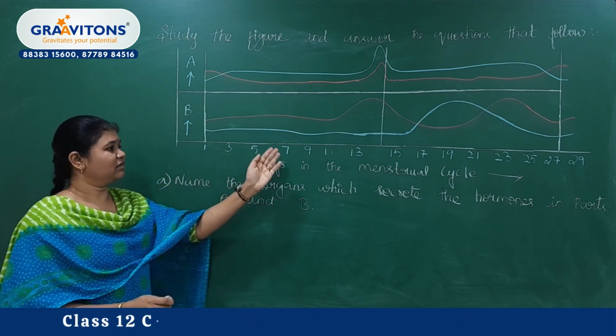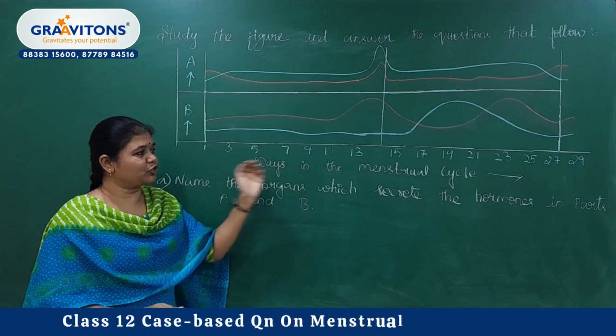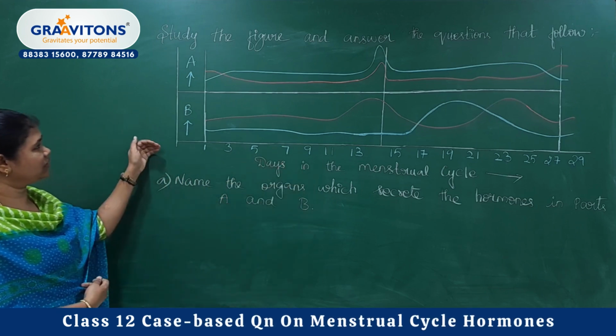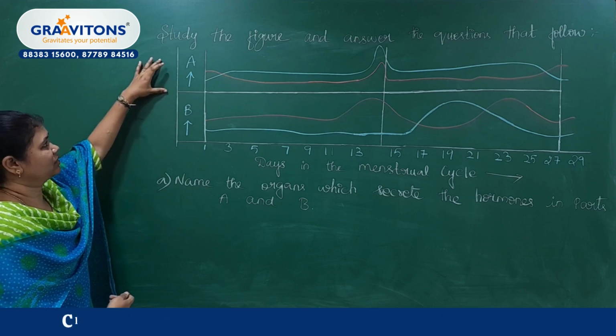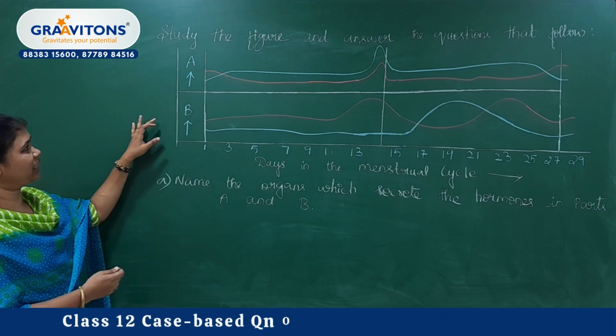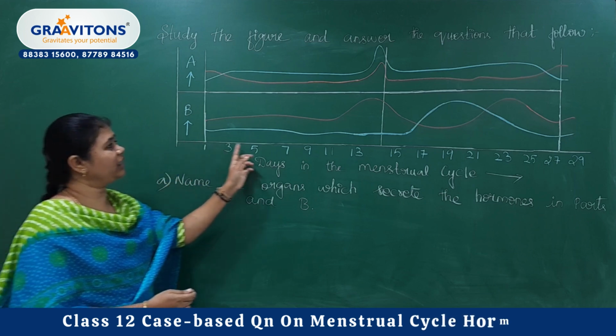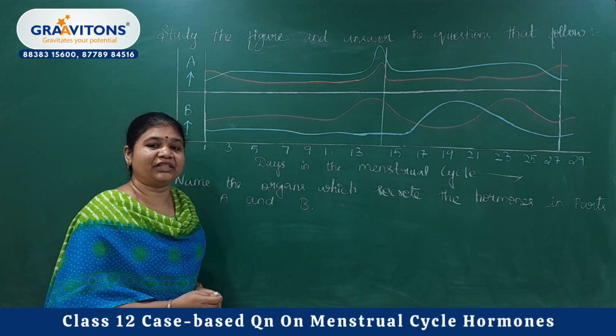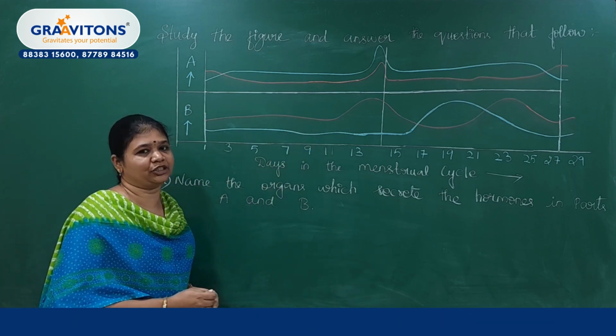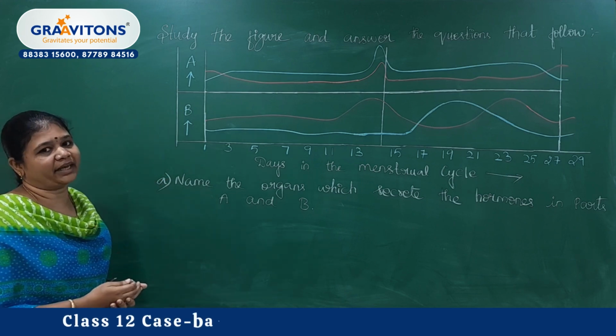On this x-axis, days in the menstrual cycle is represented. On this side, the parts are represented as A and B. And here the level of hormones during different days of the menstrual cycle is mentioned. So let us infer the diagram first.